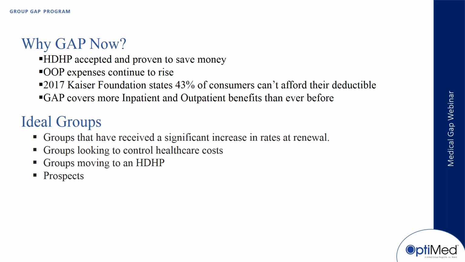So obviously, ideal groups are going to be groups that have received a significant increase at renewal. They're looking to control their healthcare costs. But essentially, prospects, they're not your client. What is your differentiator? Why should I move from broker A to broker B? Why would I do that?